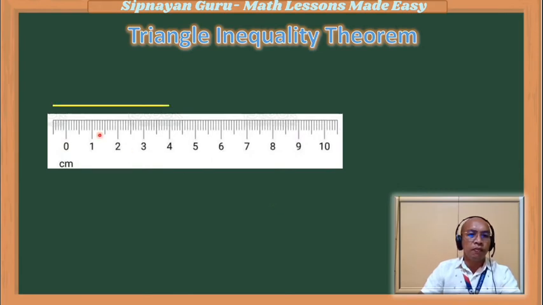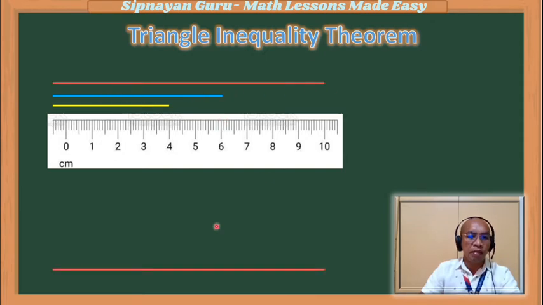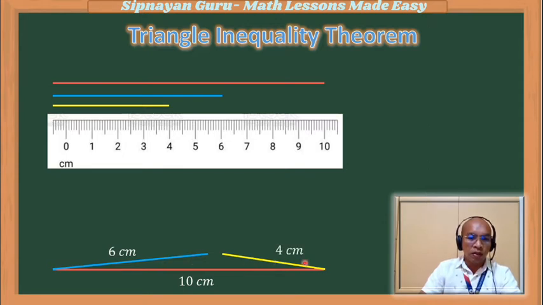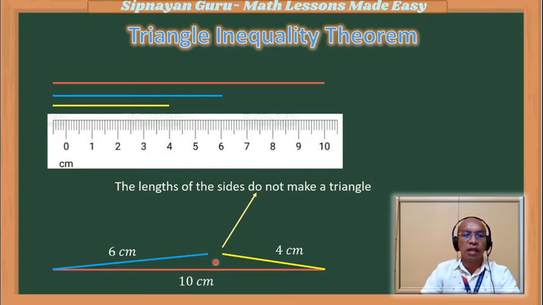Third illustration, if you have this length, which is 4 centimeters, the second side is 6 centimeters, and the longest side is 10 centimeters. Let's try to make a triangle out of these lengths. If you add up the two smaller sides, the sum is equal to 10 centimeters. So 10 centimeters is just the same as the longest side. It will not make a triangle because it is just a line. So these lengths of sides cannot make a triangle.